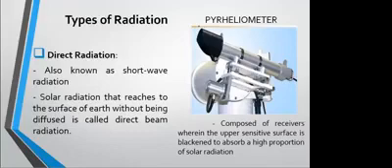Because it will kill humans, not even humans, but also other organisms such as animals, and even plants. So solar radiation that reaches the surface of Earth without being diffused is called direct beam radiation. In order for this to be measured, the direct radiation is measured through a pyrheliometer, which is composed of receivers wherein the upper sensitive surface is blackened to absorb a high proportion of solar radiation.